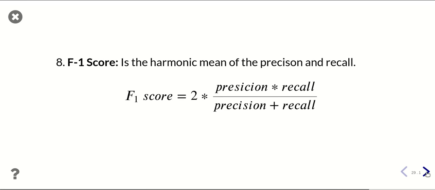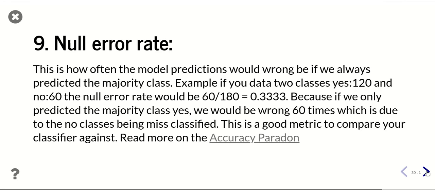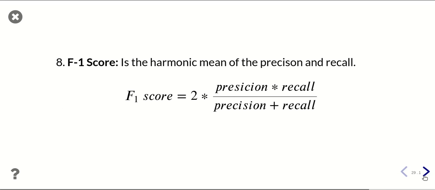So let's look at the F1 score. This is very, very important. It is also known as the harmonic mean of the precision and the recall. So the F1 score is 2 times the fraction where the numerator is the precision times the recall, and the denominator is the precision plus the recall. So that's what the F1 score is. It is very, very important that you know what the F1 score is. It really tells us a lot about our model.